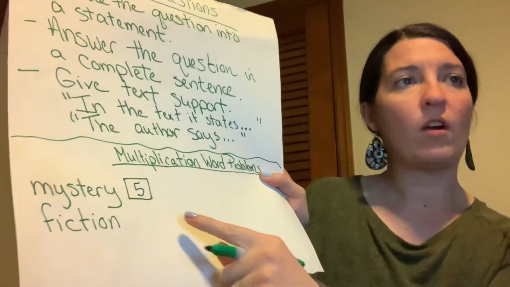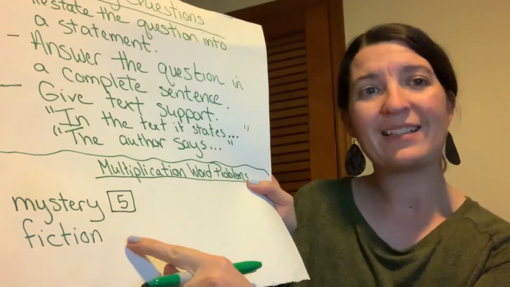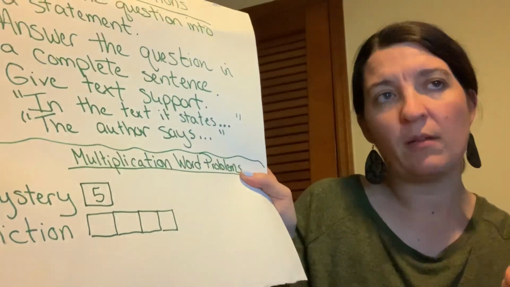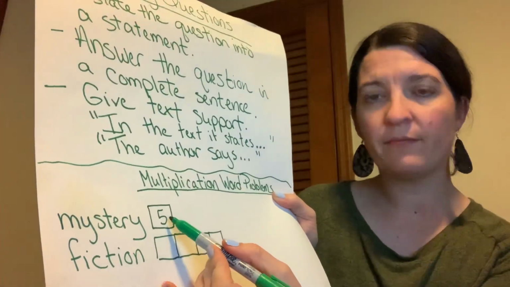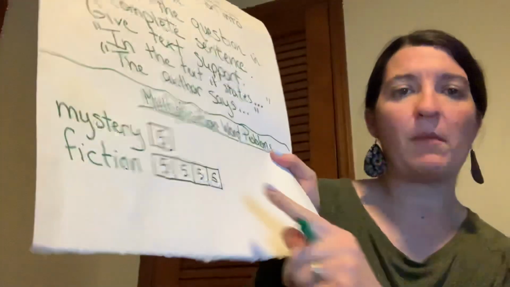Then for the fiction, there are 4 times as many. So I'm going to draw 4 boxes because there are 4 times as many. And remember, inside those boxes, we want to put the number 5 as well, because mystery, there are 5 books, and fiction is 4 times that. So we're going to put 5 in each of those boxes. And that sets up the problem easily for us.